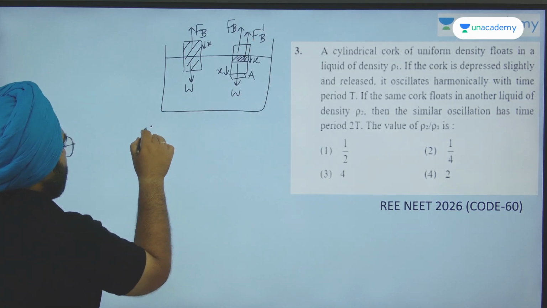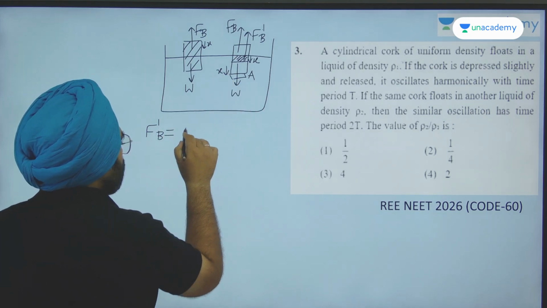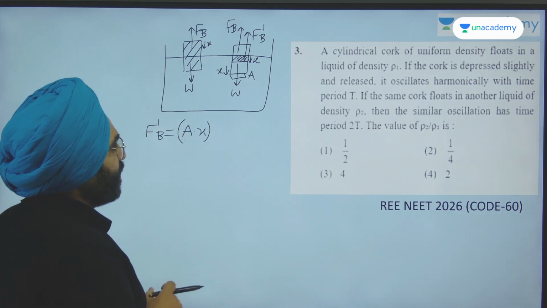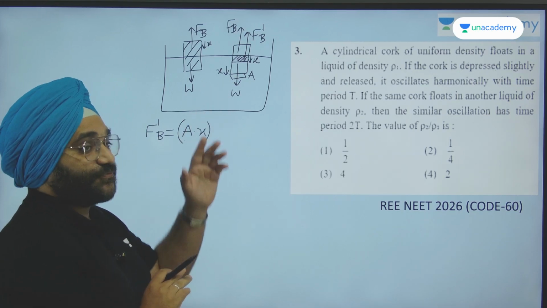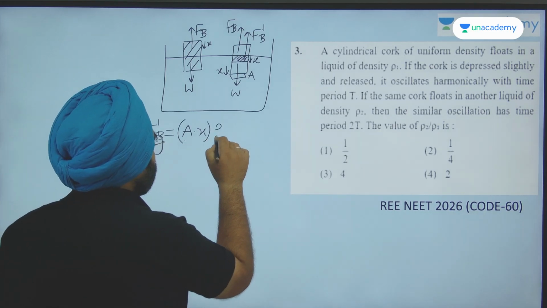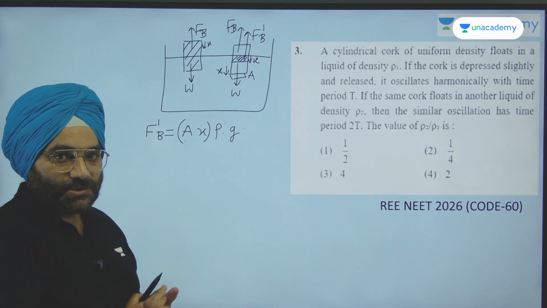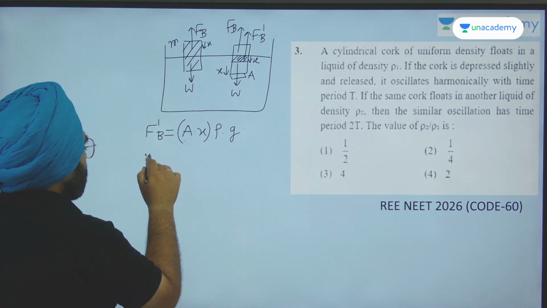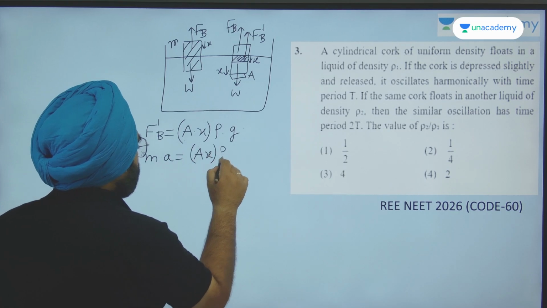Now what is F dash B in this case? F dash B is going to be this volume, A into x, into the density. It is the weight of the liquid displaced, so we take the density of the liquid here. So A into x into rho into g. This is the extra force acting in the upward direction. Let's consider the mass of this cork is m. So it will become m into a is equal to A into x into rho into g.